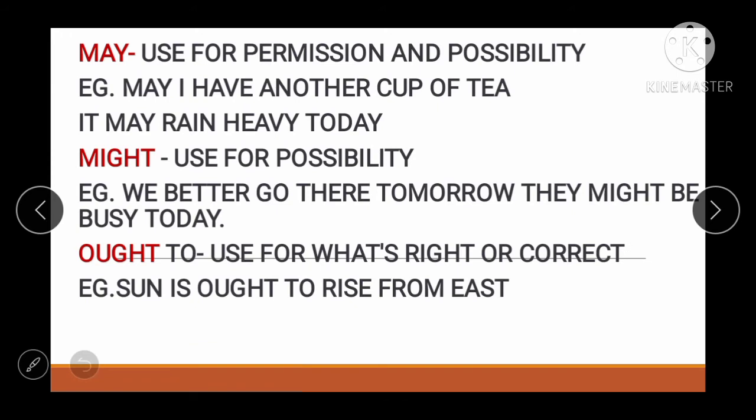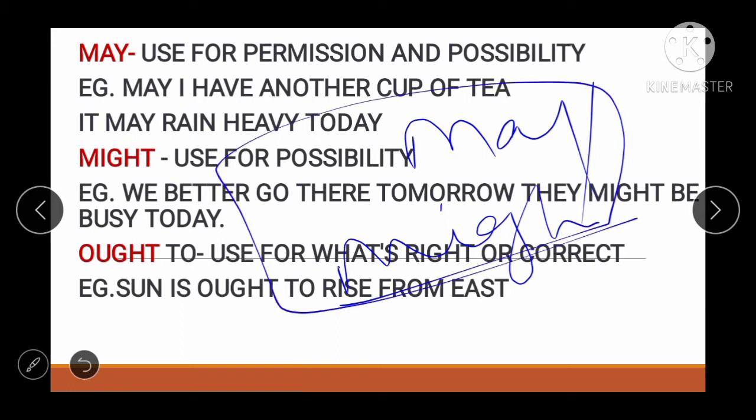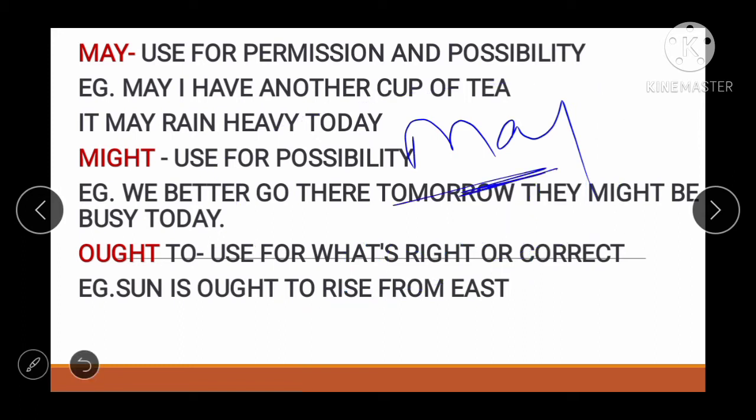Let's see the next one, may. May is used for permission and possibility. There are two words, may and might. These are used for possibility. May is used for more possibility, and might for less possibility. May is used for permission and possibility. May I have another cup of tea? What is this? It is permission. Now in the other sense, we can say it may rain heavy today. It means it's a possibility. You don't know that it will rain heavy today, but by watching the weather you can say, it may rain heavy today. It's a possibility.